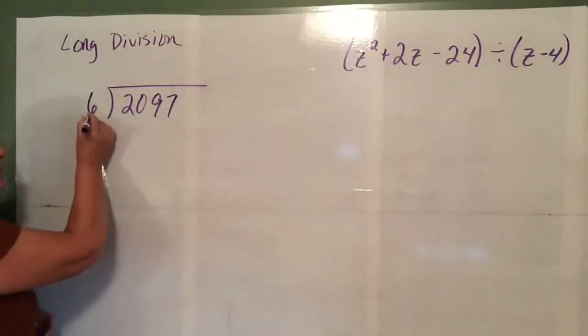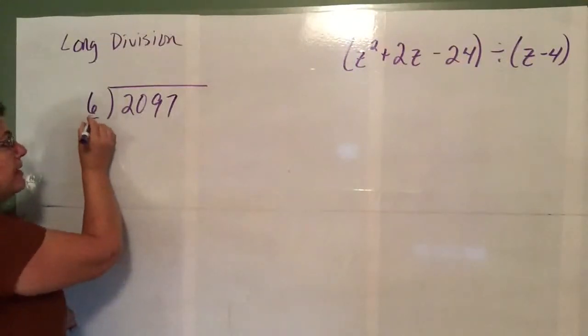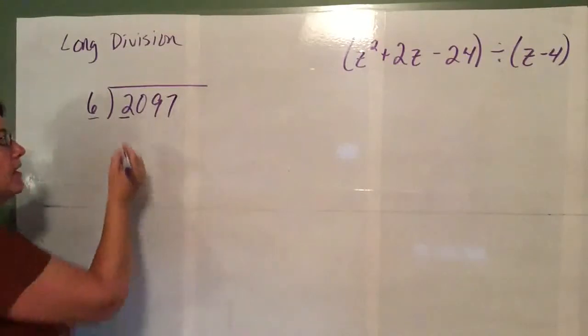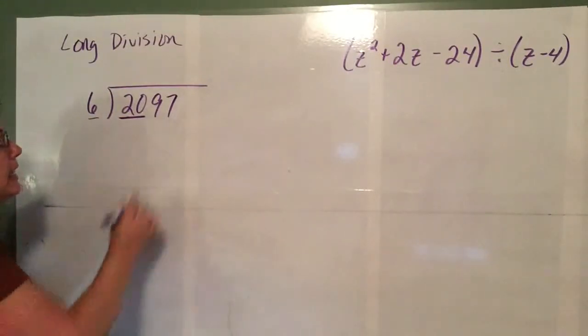When I divide 6 into 2097, the first thing I have to do is take the 6 and try to divide it into 2. Well, we know 6 doesn't go into 2. So if it doesn't go in, we do the next number with it. 6 goes into 20 3 times.